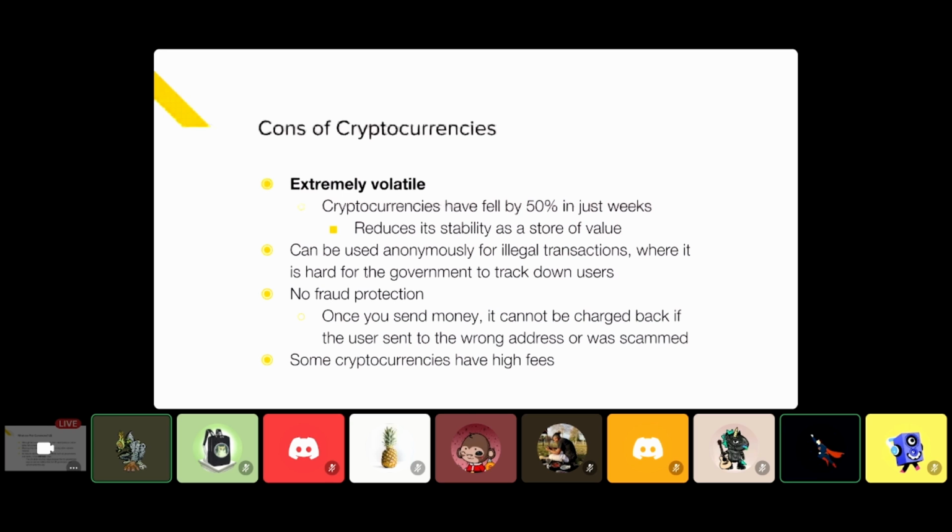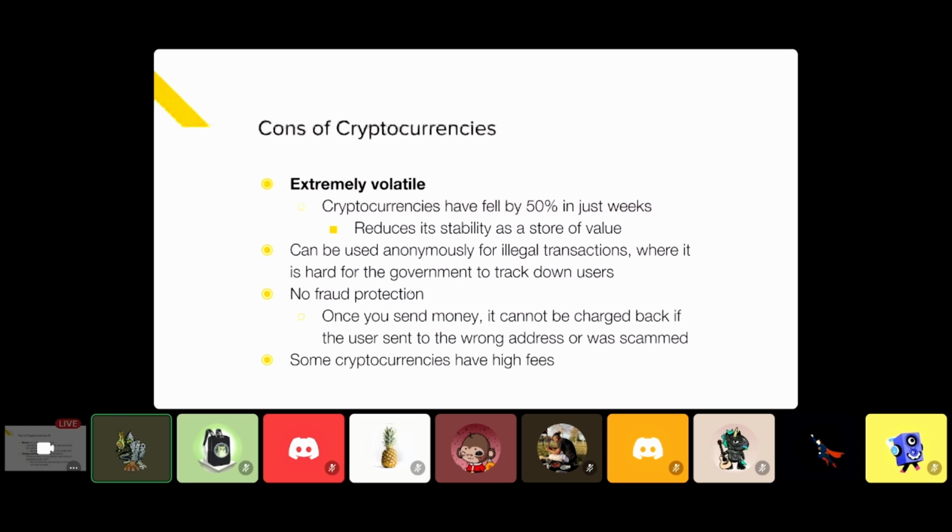Some cons, though: it's extremely volatile. Cryptocurrency fell by 50% in just weeks, and we've seen this within the last year and a half. Bitcoin has gone from prices over 50 grand to 35 grand within a couple of days, and the same thing with some other coins such as Ethereum and Dogecoin. Ethereum has fallen from 4 grand to 2.8 grand only in the last couple of weeks, maybe, and Dogecoin was 27 cents maybe 2 months ago, and now it's 15 or 14.